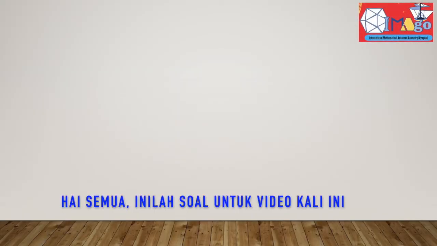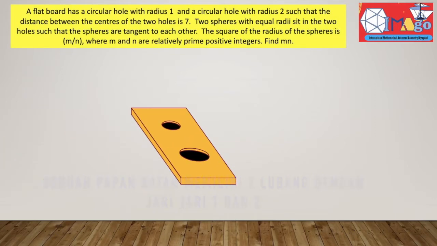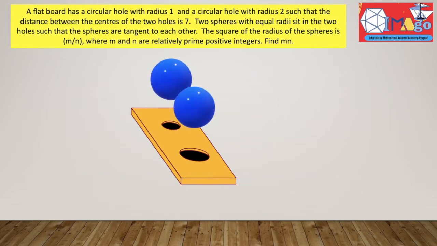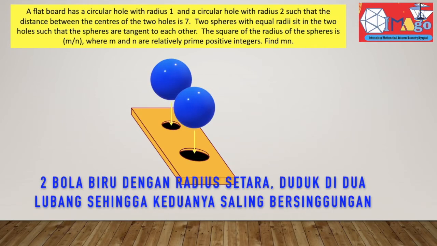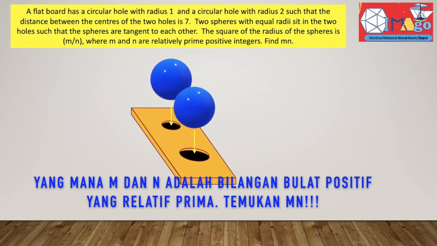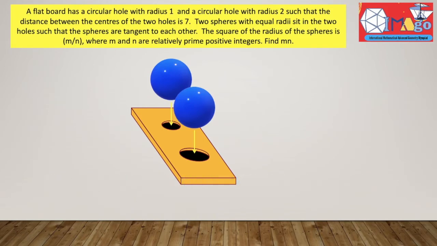Hey everyone, here's the question for this video. A flat board has a circular hole with radius 1 and a circular hole with radius 2 such that the distance between the center of the two holes is 7. Two spheres with equal radius sit in the two holes such that the spheres are tangent to each other. The square of the radius of the spheres is m over n, where m and n are relatively prime positive integers. Find mn. Pause this video if you want to answer this question first.